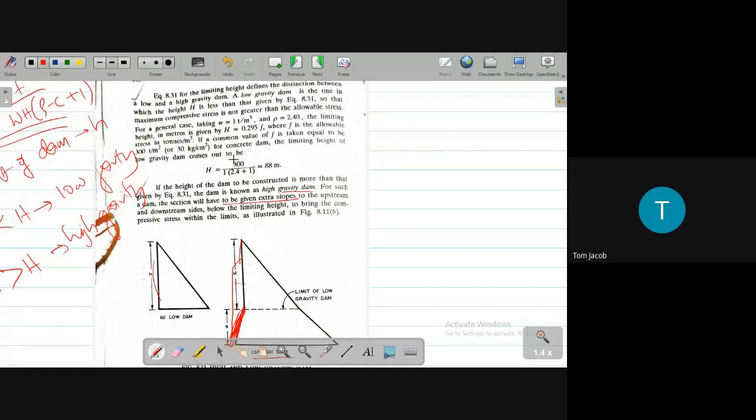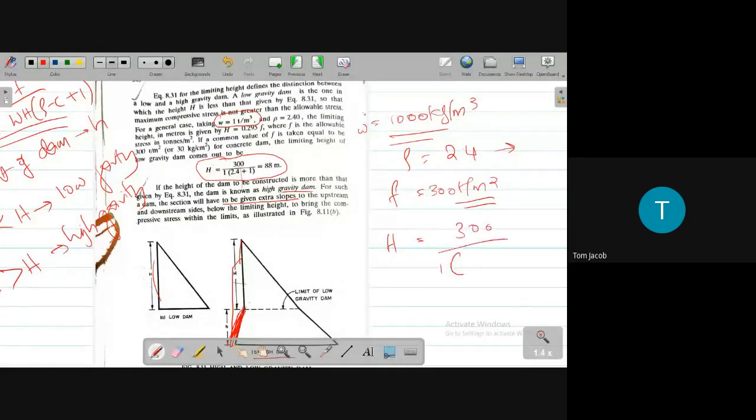Here an example is given for the general case, when W is equal to 1 ton per meter cube, that is 1000 kilogram per meter cube, the density of water in the usual case. Then rho is 2.4, the specific gravity of concrete. If we substitute these values, taking F equal to 300 ton per meter square, which is also a usual value, we will get H as 300 by 1 into (2.4 plus 1).